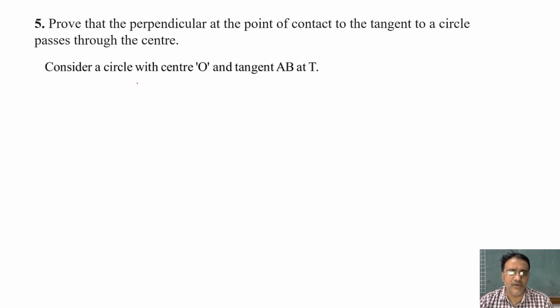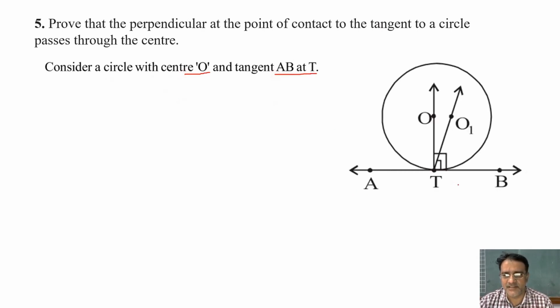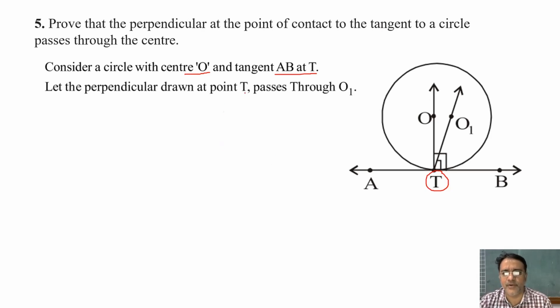So first of all, we are taking a circle with center O and tangent AB at point T, right? And now this proof we are doing with the contradiction method. So we will proceed by assuming that the perpendicular we are drawing is not passing through the center. Okay, let the perpendicular drawn at point T pass through O1, not through the center. Now, therefore, angle O1TB is equal to 90 degrees. Let it be equation number 1.